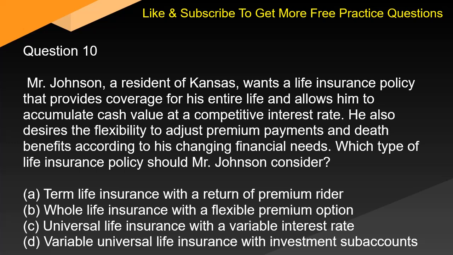Question 10. Mr. Johnson, a resident of Kansas, wants a life insurance policy that provides coverage for his entire life and allows him to accumulate cash value at a competitive interest rate. He also desires the flexibility to adjust premium payments and death benefits according to his changing financial needs. Which type of life insurance policy should Mr. Johnson consider? A. Term life insurance with a return of premium rider. B. Whole life insurance with a flexible premium option. C. Universal life insurance with a variable interest rate. D. Variable universal life insurance with investment subaccounts.